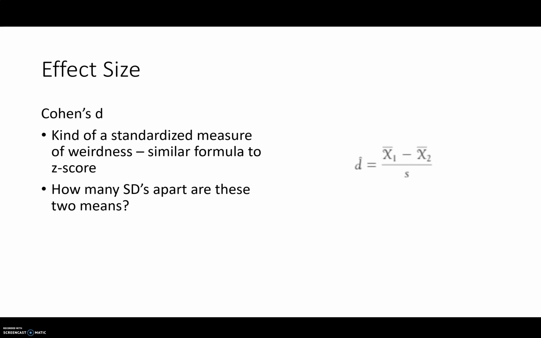This is, again, kind of a standard measure of weirdness that we've talked about before. Here's the formula, and hopefully you can see some similarities to a z-score, where you have two averages that you're subtracting up on top and then dividing by a standard deviation. So this is telling you how many standard deviations apart these two means are. What's the distance in standard deviations? And really, this provides you a standardized measure.